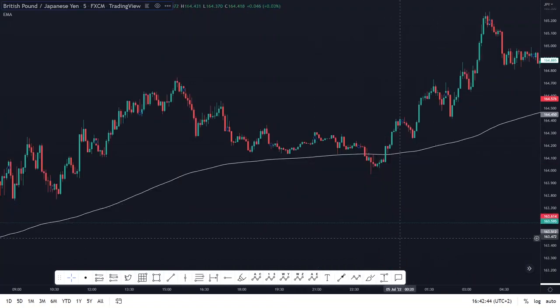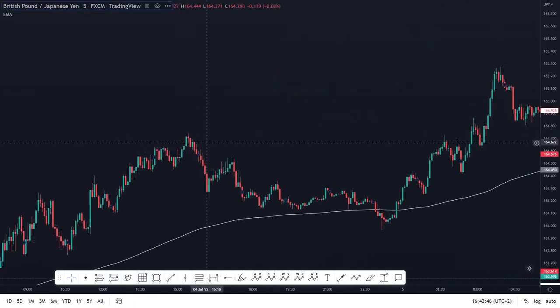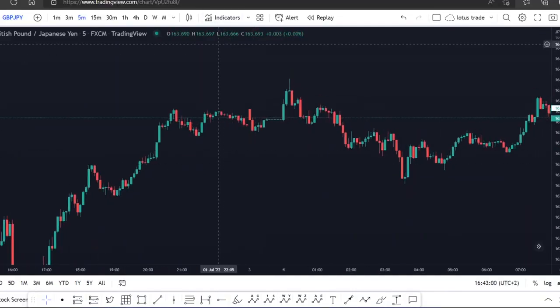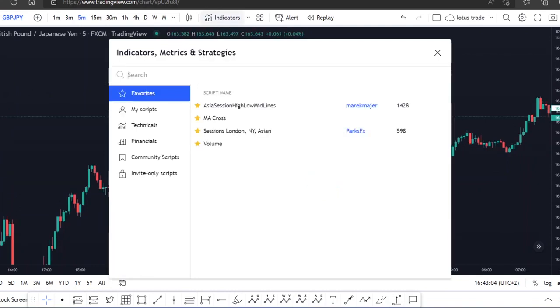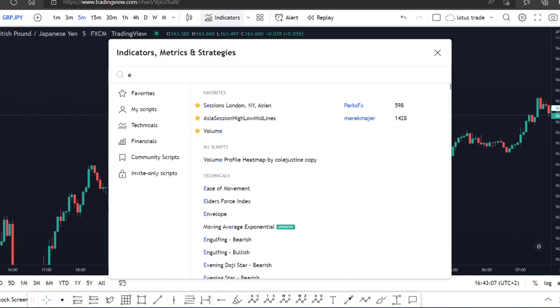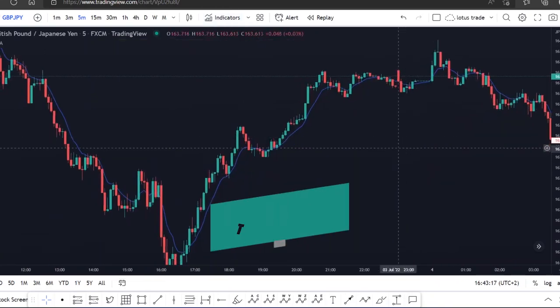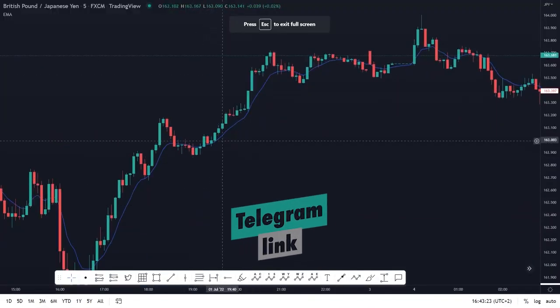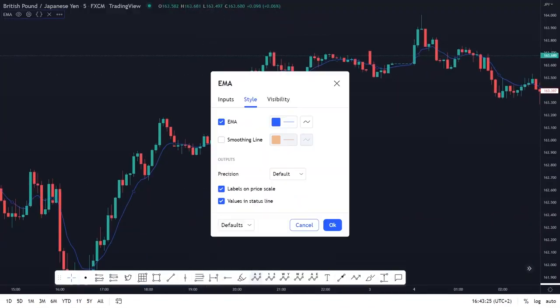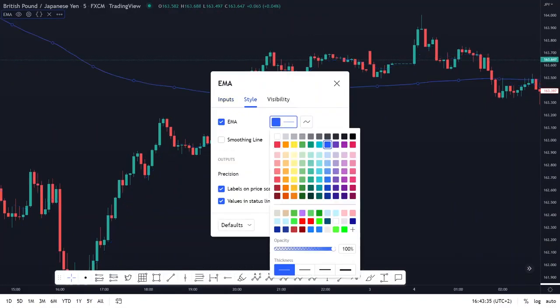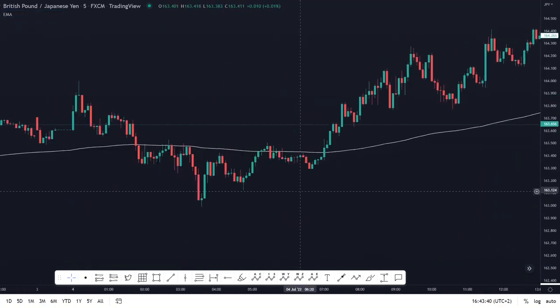Firstly, before we begin, I want to show you how to put this indicator on a chart on TradingView. On the menu bar, you'll click on indicators. Then on the search bar, search for EMA. You'll see Moving Average Exponential. Then you will see your chart looking like this. Then hover on the indicator, click on settings. On the inputs, change the length to 200. You can also change the color, maybe to white, and then click OK. You will see it something like this.